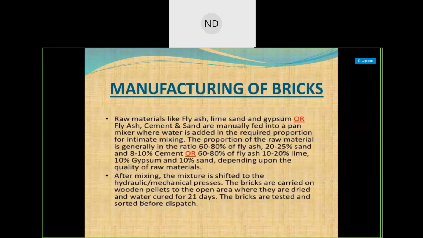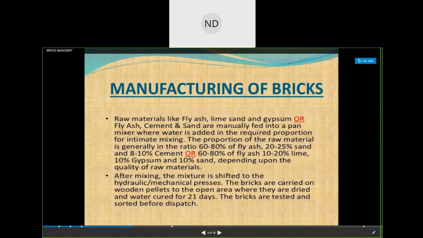Now you see the bricks. What is it made up of? The raw materials used to make the bricks are fly ash, lime, sand, and gypsum, or you can say fly ash, cement, and sand, which are manually fed into a pan mixer. This is the manufacturing of bricks. The proportion of the raw material is generally between 60 to 80% of fly ash, 20 to 25% of sand, and 8 to 10% of cement. Or you can use these proportions also.